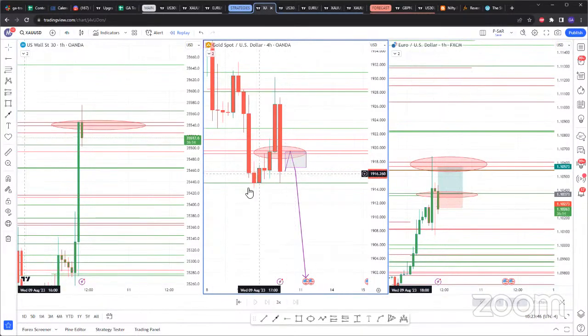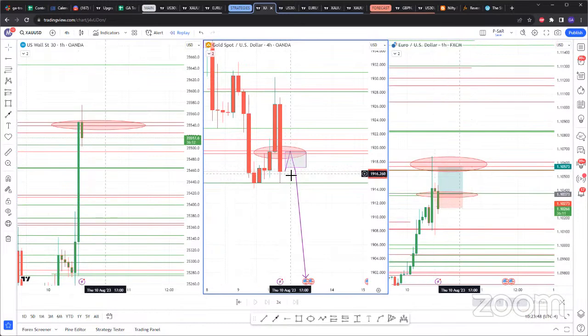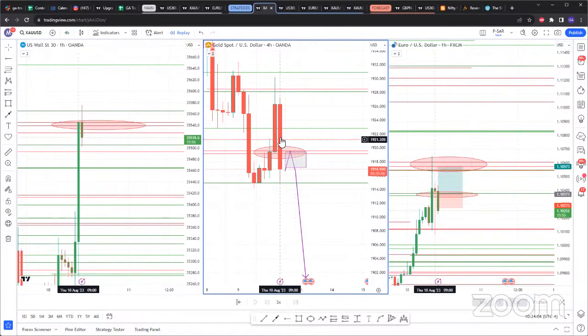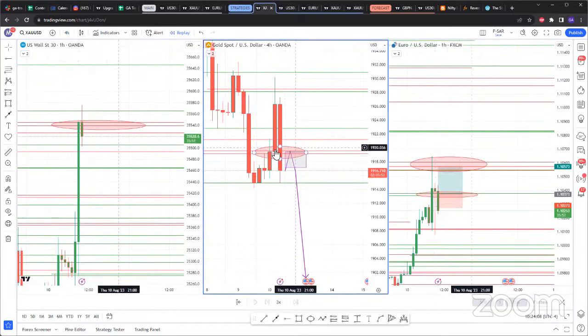Like for me at 1 p.m., that's what I'll be looking for. I'll be looking at how the 1 p.m. Eastern Standard Time candle opens on gold. So that's what I'll be looking for. Because if this 4 hour candle closes below this sell, look at how many sell SARs it would close below. It would have closed below one single one and two double ones.